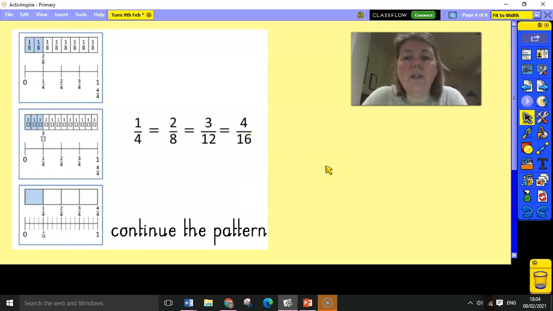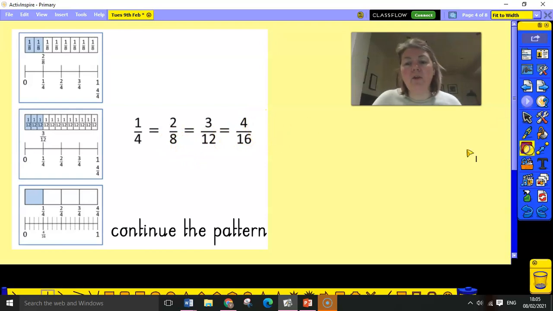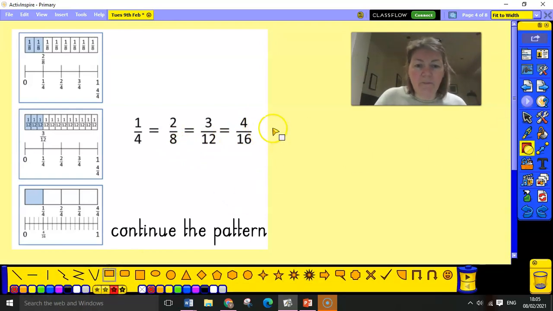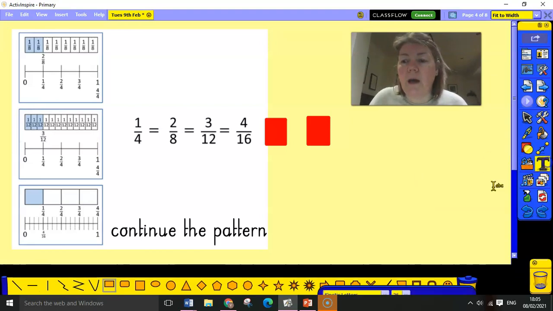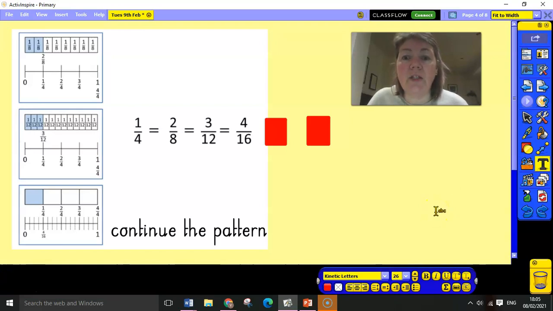4/16ths. So what I'd like you to do is stop the video, pause it, and have a think about what you can see happening to the numerators and the denominators. And then could you continue, could you put the next 2 fractions in this sequence of equivalent fractions? So pause now and then come back when you've had a little go to see if you can pop those 2 equivalent fractions in, the next 2 in the pattern.